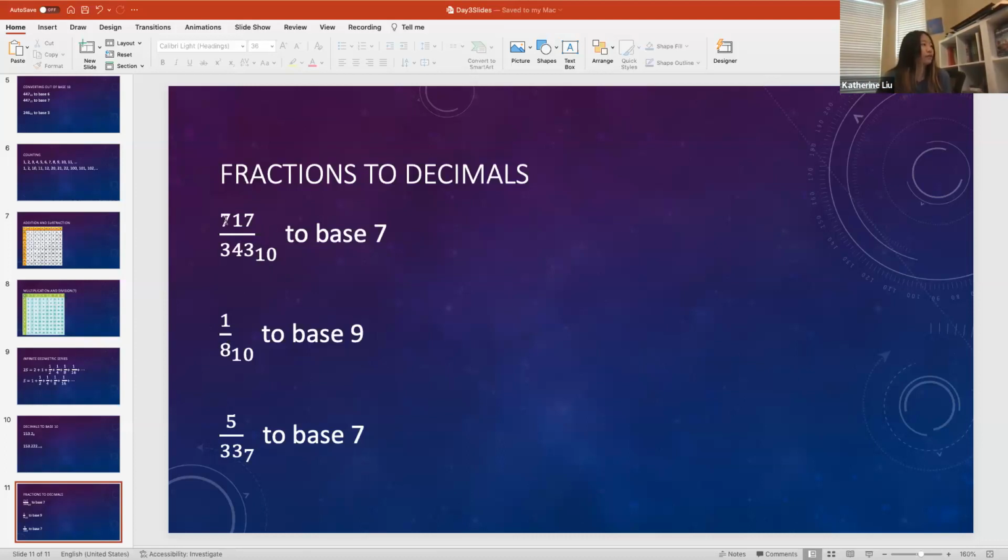So we have 717 over 343. And so, oh my God, I just dropped my mouse. And then something you might notice is 343 equals 7 cubed.